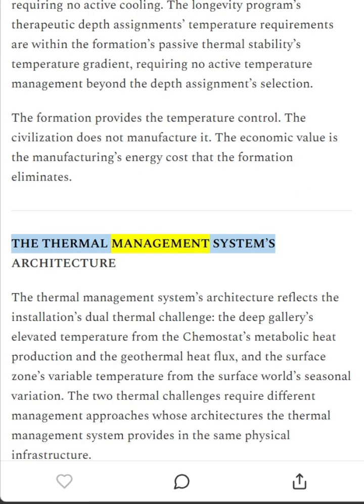The thermal management system's architecture. The thermal management system's architecture reflects the installation's dual thermal challenge: the deep gallery's elevated temperature from the chemostat's metabolic heat production and the geothermal heat flux, and the surface zone's variable temperature from the surface world's seasonal variation. The two thermal challenges require different management approaches whose architectures the thermal management system provides in the same physical infrastructure.